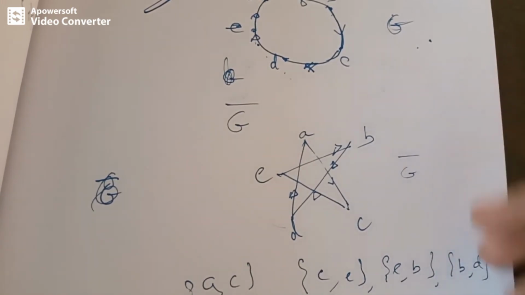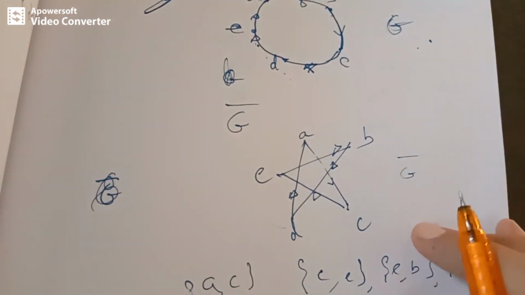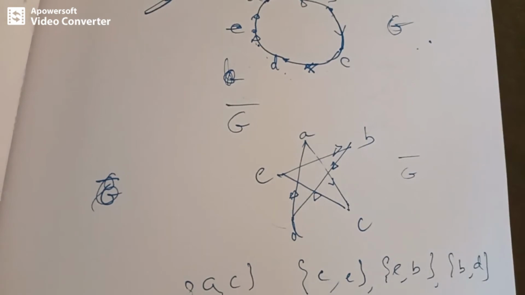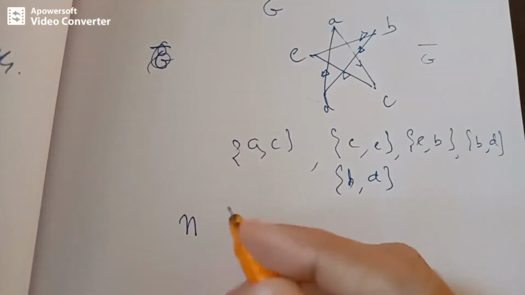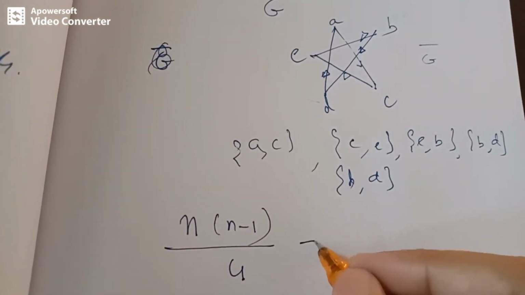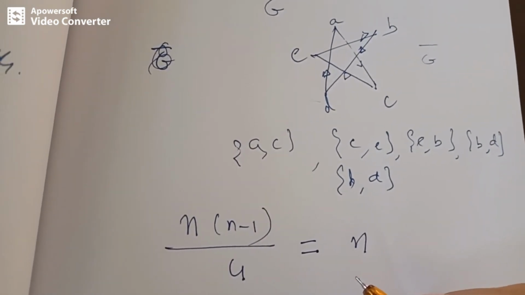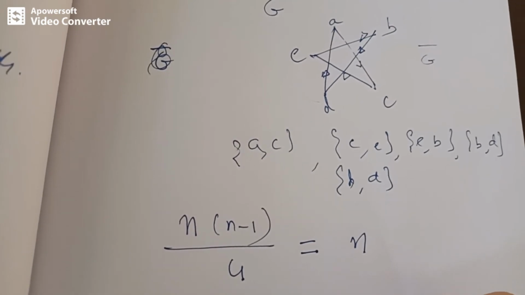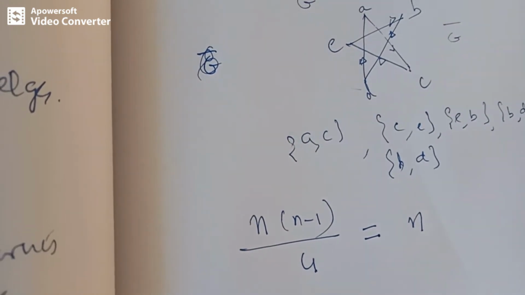Now suppose G is a cycle with n vertices and G is self-complementary. Since G and G complement are isomorphic, the number of edges in both graphs will be the same, and it is equal to n into n minus 1 by 4, which is nothing but the value of n, that is the number of vertices, right? So what can we infer from this question? What will be the value of n?